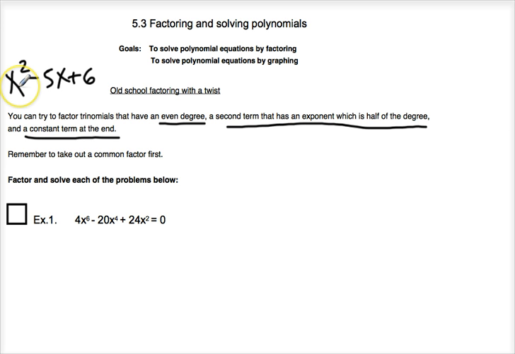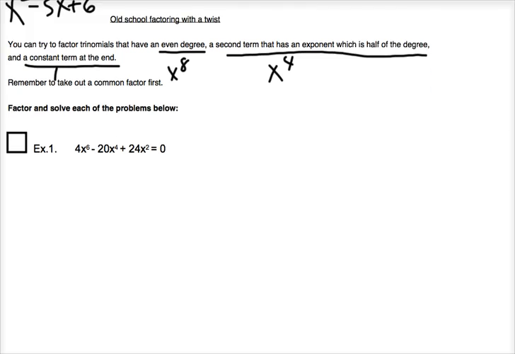So we could have an even degree, like the degree could be 8, so it could be x to the 8th. The second term could be half that, something x to the 4th, and then you've got a constant term, just a number. Okay, so that's the type of thing we need to look for when we're looking for old school factoring with a twist, as I call it.